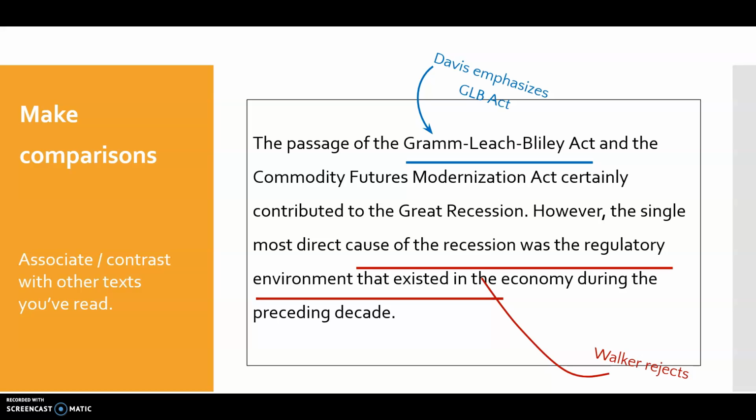So Davis likes it, Walker rejects it. That's an easy piece of information that you can recite into notes. Now you would have to know what the GLB Act is, and you could put that down as a piece of information. But another piece of information you should have in your notes is that Davis emphasizes it while Walker rejects it.